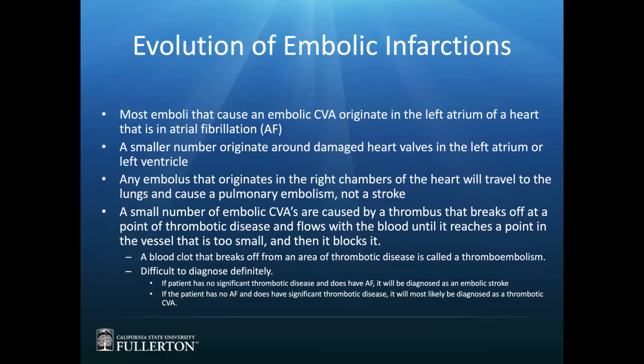So let's see, we've done this. A small number of emboli can form around a damaged heart valve. And if it forms in the left atrium, you can get a stroke. If it forms in the right atrium, pulmonary embolism. So regardless of which way it forms, any embolus that originates in the right chamber of the heart will travel to the lungs and cause a pulmonary embolism, not a stroke. We went over that already.